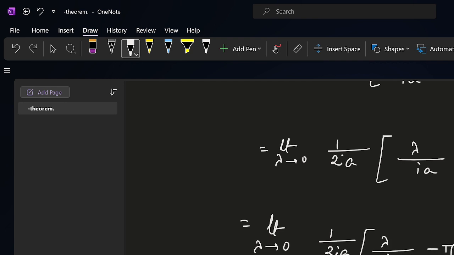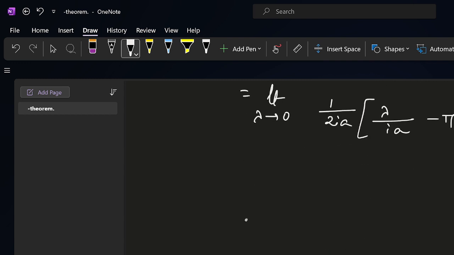Lambda by ia minus pi, this is cos(ia pi by lambda), we express cot as cos by sine, sin(ia pi by lambda). Now to simplify further, you know that cos theta is equal to e to the power of i theta plus e to the power of minus i theta by 2. So if you replace theta by i theta, do it by yourselves, you get cos(i theta) equal to e to the power of minus theta plus e to the power of theta by 2.